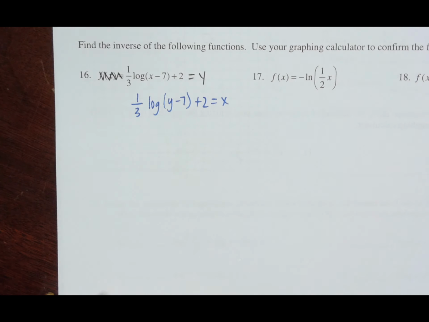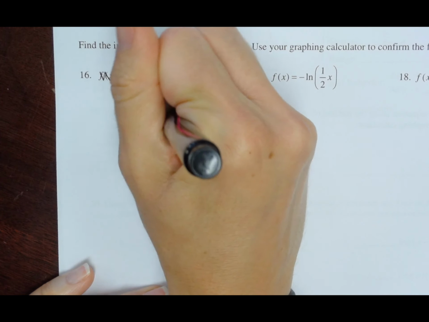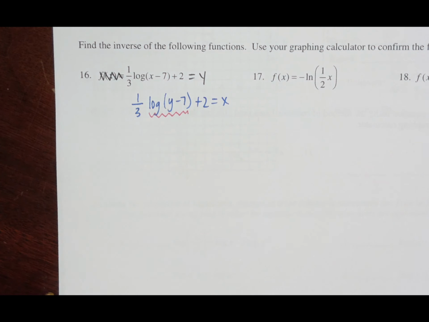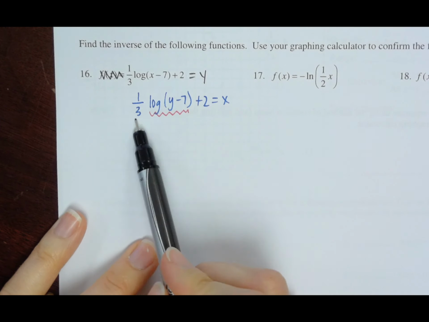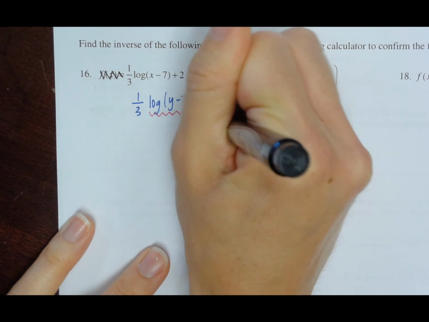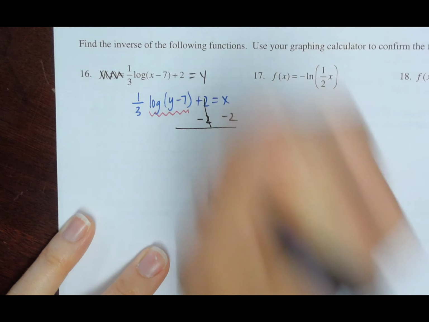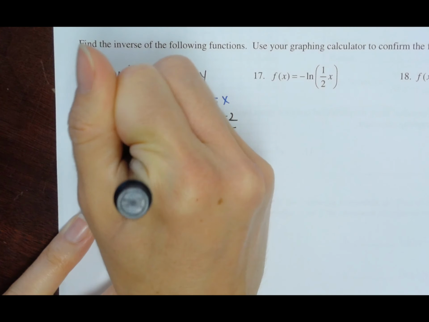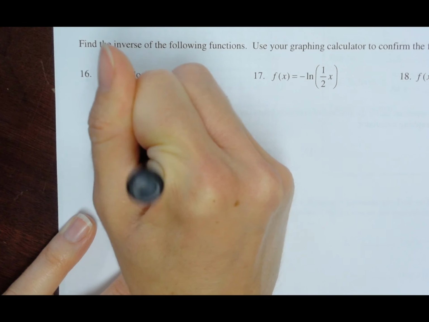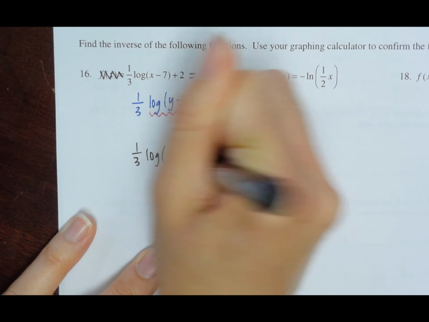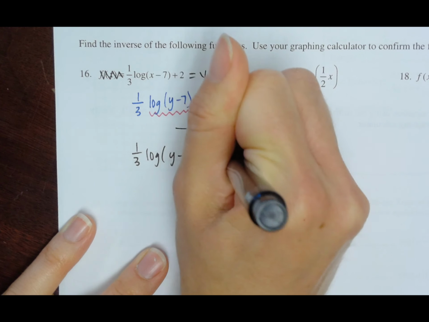And your goal here is you want to get this log isolated. So you want to get it by itself. So you have to be careful with your order of operations here. So before we can get rid of this 1/3, we're going to need to subtract 2 from both sides of the equation. So we're left with 1/3 log, and then y minus 7 in parentheses is equal to x minus 2.